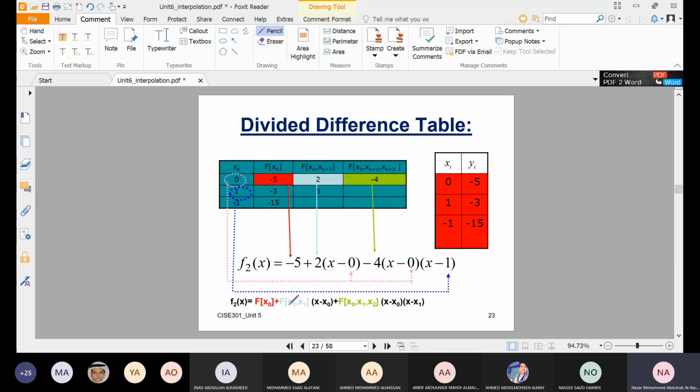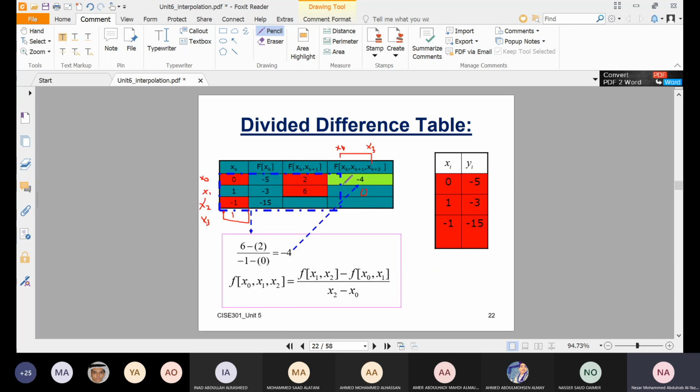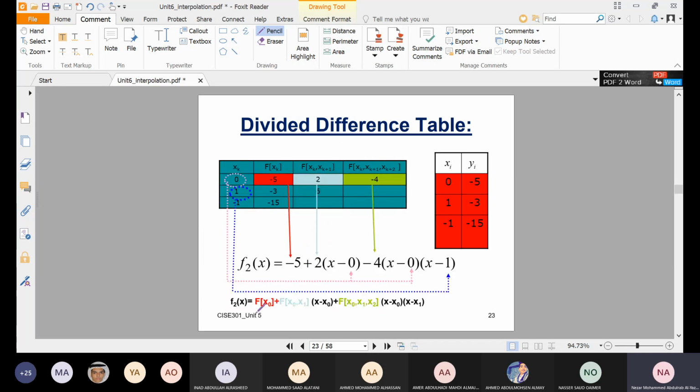Okay, if we fill the table until here, as we said, we need the first row to find the equation. So this is the polynomial that we have. The quadratic function is equal to f at x0 plus the first divided difference, B1, sorry. This coefficient is B1, this is B0, and this will be B2.